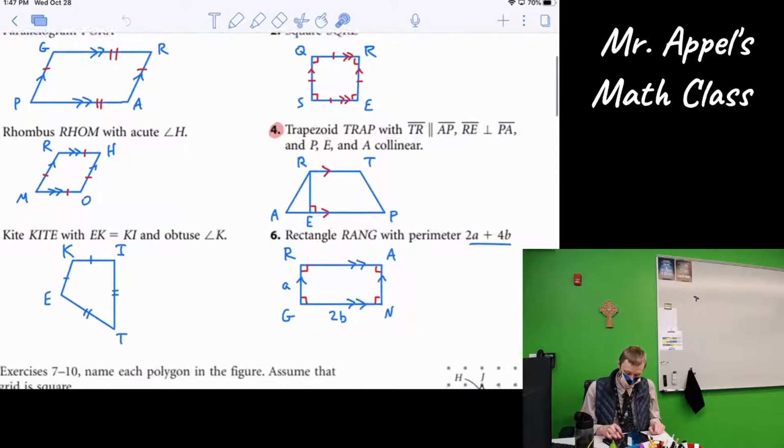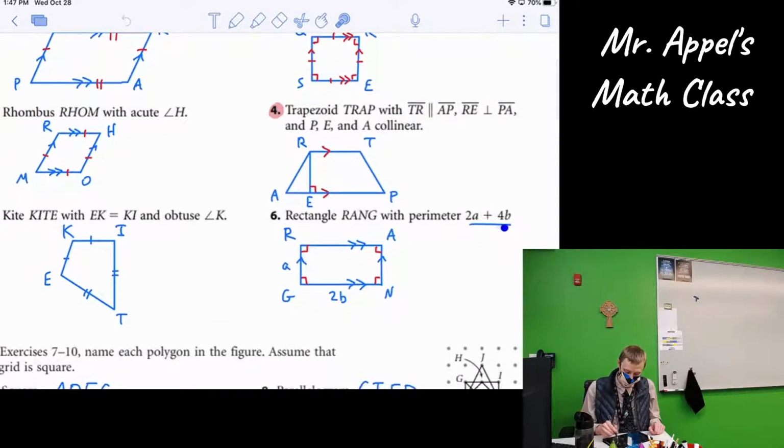Number 6 talked about the perimeter, so you should have added length indicators on 2 of the sides. You only need to do one side. We know from the rectangle that the opposite will be the same. You don't need to label that one as well. So one side is A, one side is 2B. Which one was which didn't matter.